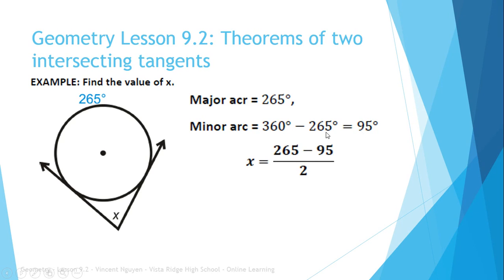So we're going to apply the formula. We said major arc, 265, minus minor arc, which is 95, divided by 2, and we would get the exterior angle, which is x, which happens to be 85 degrees. Okay, so that's pretty simple enough.